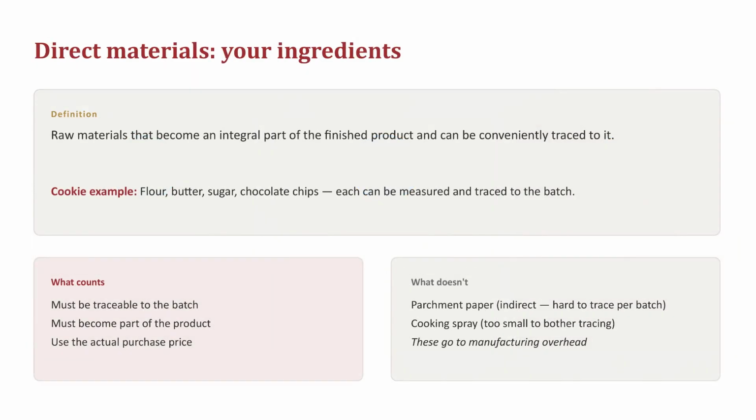Direct materials are the ingredients that actually become part of the cookie or part of your team product. Flour, butter, sugar, and chocolate chips all count because you can measure them, trace them to the batch, and record them at the actual purchase price. The test is simple. Can you conveniently and economically trace it to the product? If yes, it's direct material. If not, like parchment paper or cooking spray, it's indirect material, and it goes to manufacturing overhead.